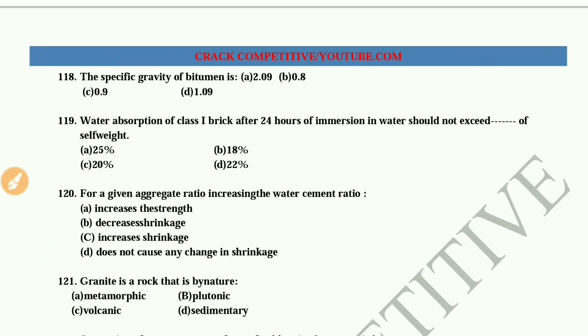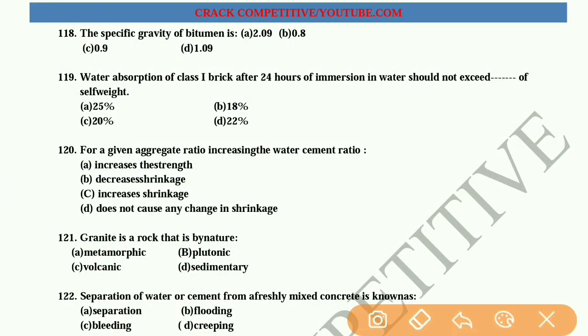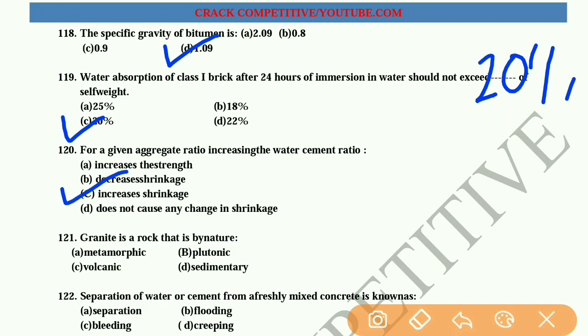The next question: the specific gravity of bitumen is 1.09. Water absorption of class 1 brick after 24 hours of immersion in water should not exceed 20% for first class brick. So option number C. For a given aggregate ratio, increasing the water cement ratio increases the shrinkage. Granite is a rock by nature. This is a plutonic rock.